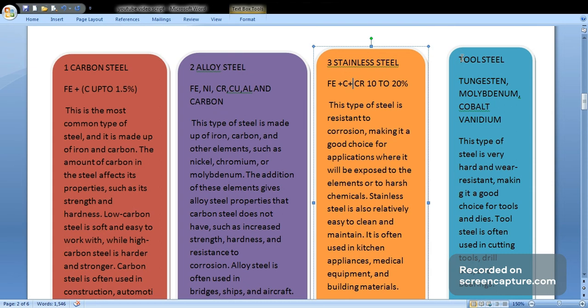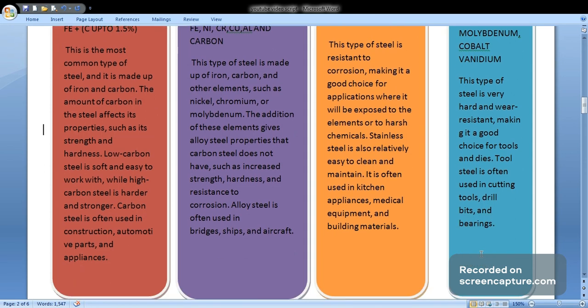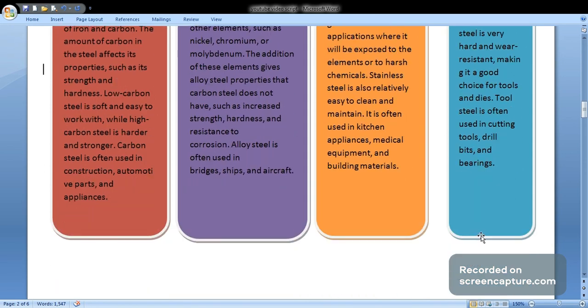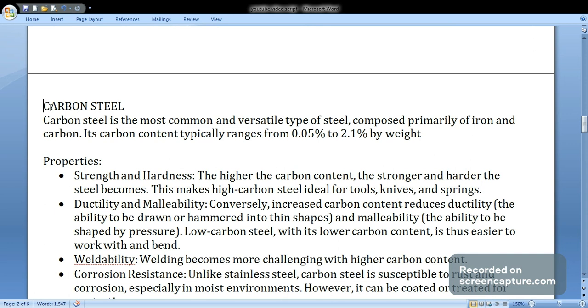And the fourth type of steel is tool steel. In this, tungsten, molybdenum, cobalt, and vanadium are the main alloys. This type of steel is very hard and wear resistant, making it a good choice for tools and dies. Tool steel is often used in cutting tools, drilling bits, and bearings. So here is the brief introduction, and we are going to discuss in detail. The first is carbon steel.